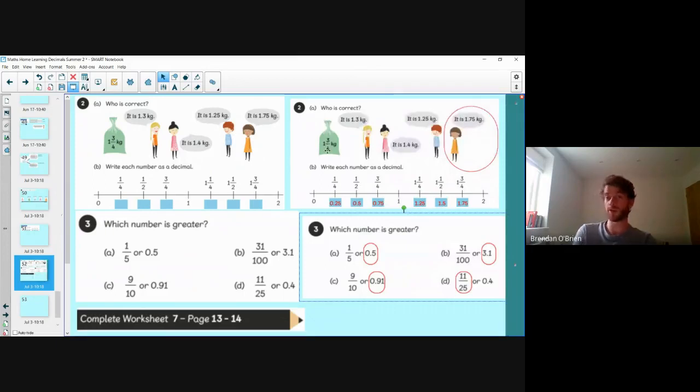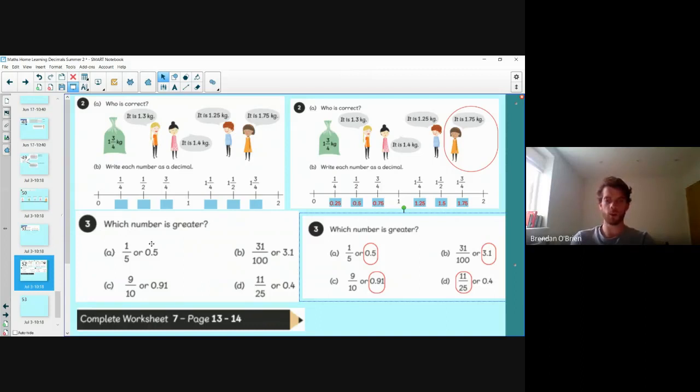1.3, 1 3/4. No, that 3/4 is 75 kilograms. Sorry, 0.75 kilograms. Okay, here we're looking at the conversions, right? Each number is a decimal. A quarter is 0.25. A half is 0.5, and 3/4 is 0.75. And we've got this here again.